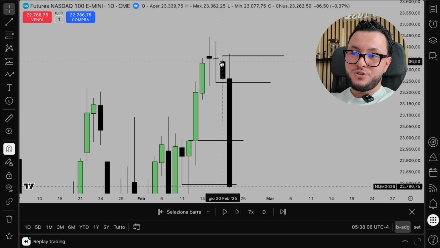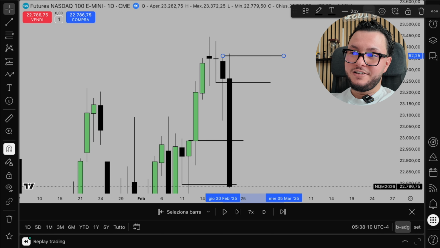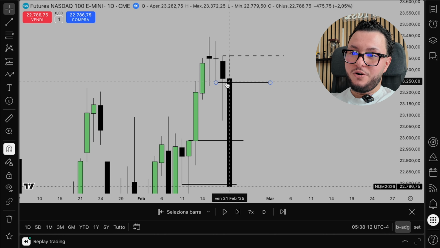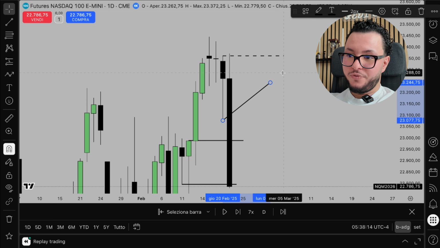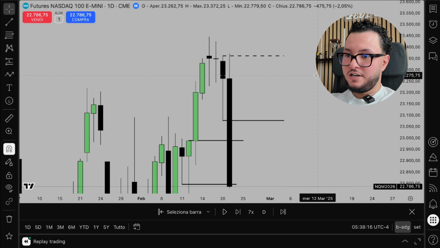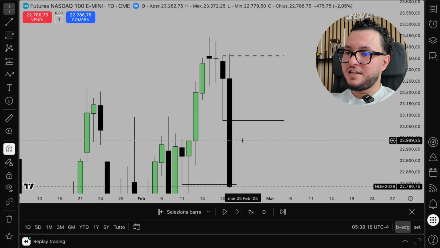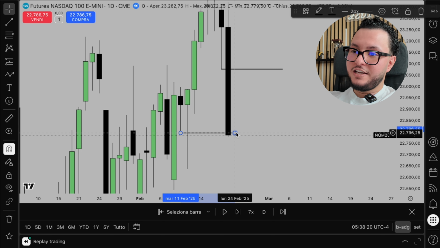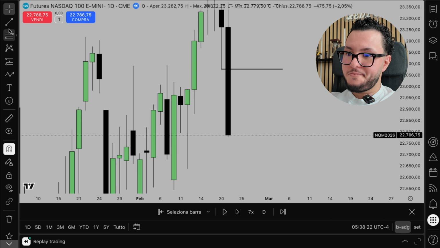So price closed, took the previous daily high, and it closed below this previous daily low. Is this right? Yes. And let's see what is going to be the next target. The next target is going to be this previous daily low.